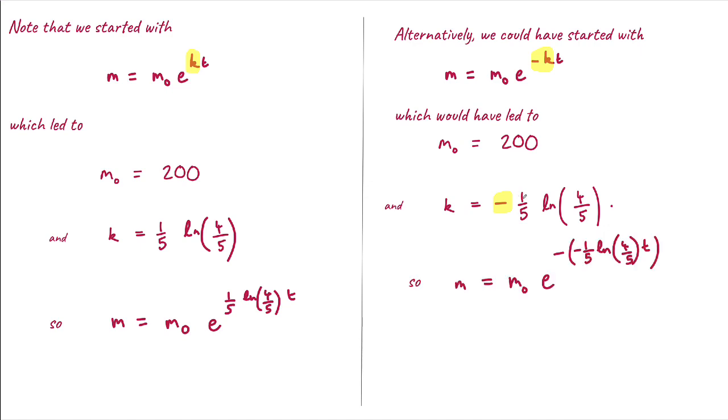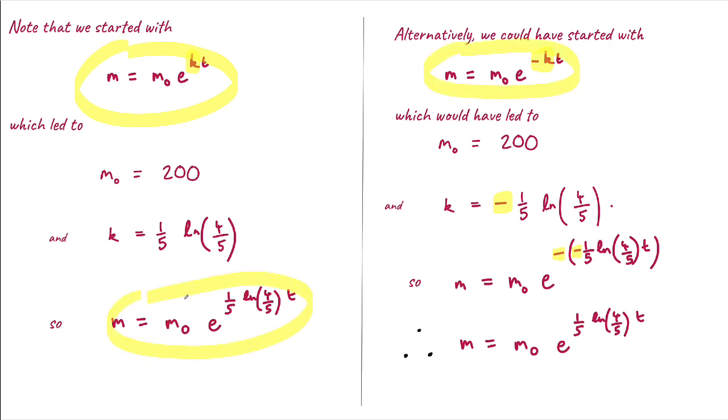So when we substitute this value of k back in to the original equation, we have an extra minus sign. Minus minus gives us plus, which gives us exactly the same equation as before. So actually it wouldn't have mattered which of these two equations we started with. We'll end up with the same result ultimately if we're careful enough.